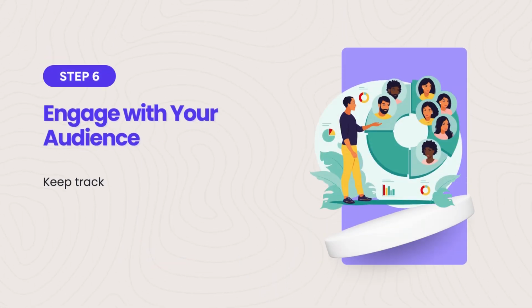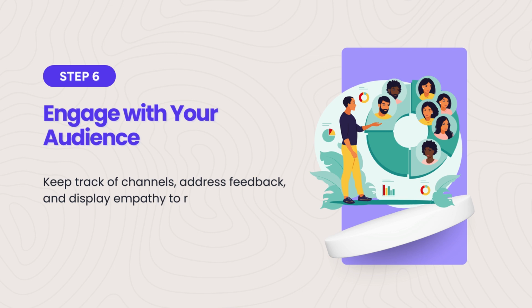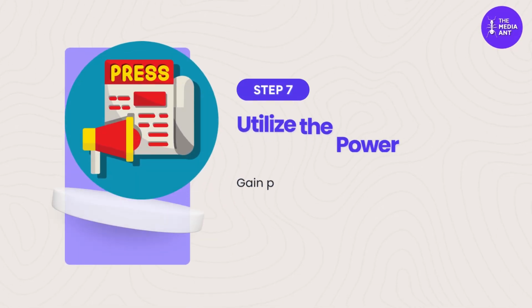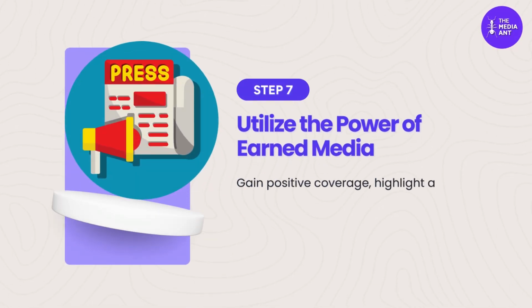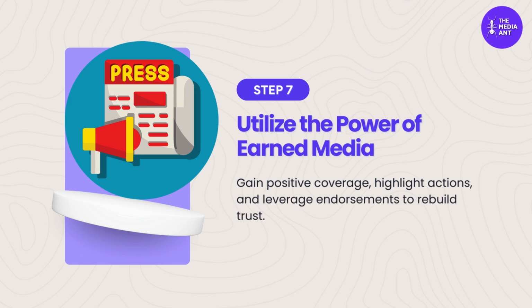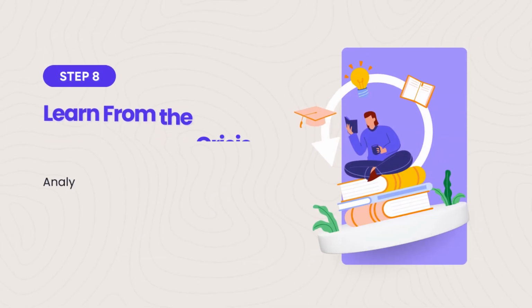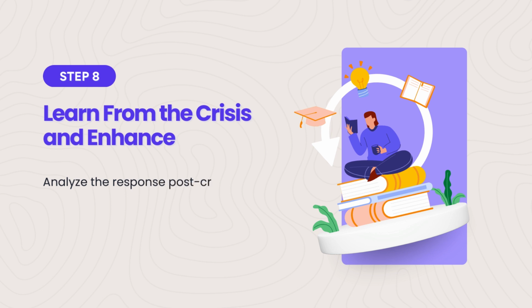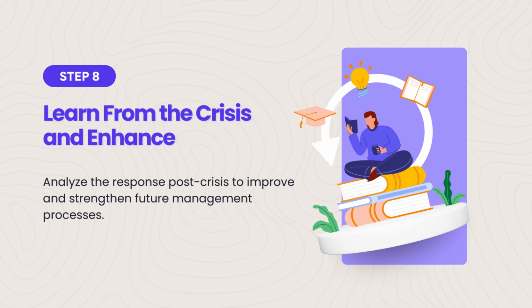Step 6, engage with your audience. Keep track of channels, address feedback, and display empathy to reduce negative sentiment. Step 7, utilize the power of earned media, gain positive coverage, highlight actions, and leverage endorsements to rebuild trust. Step 8, learn from the crisis and enhance. Analyze the response post-crisis to improve and strengthen future management processes.